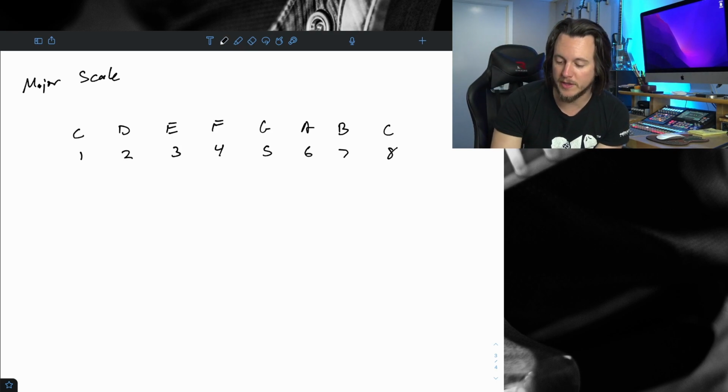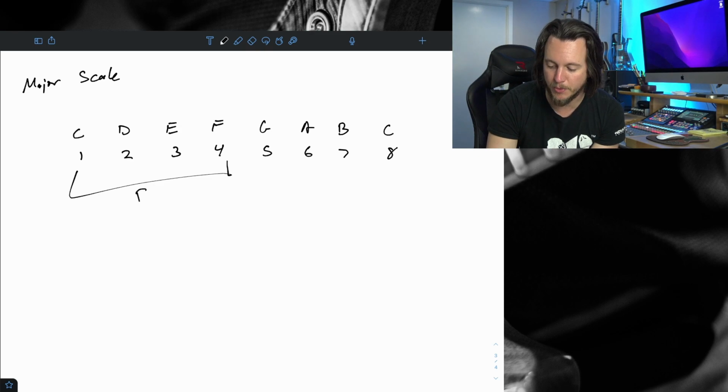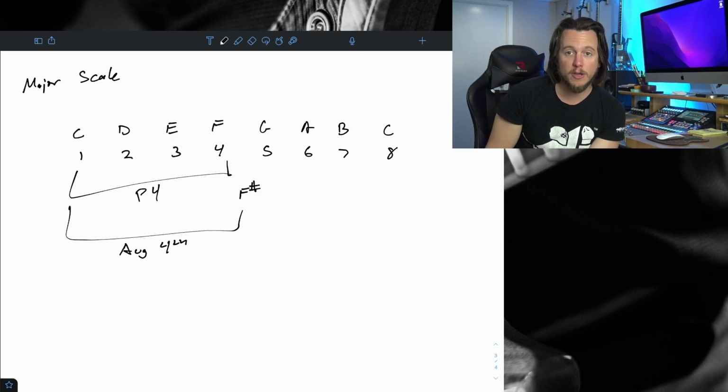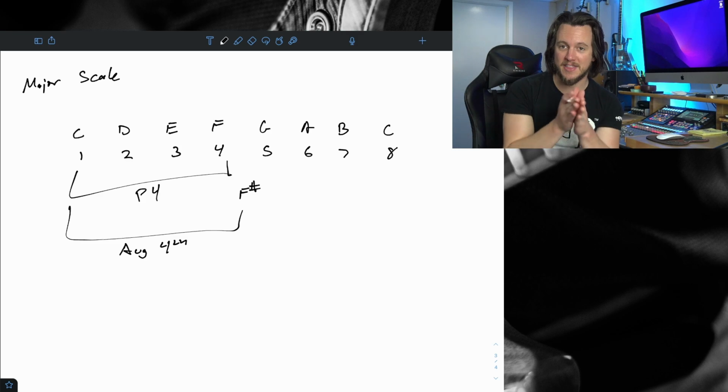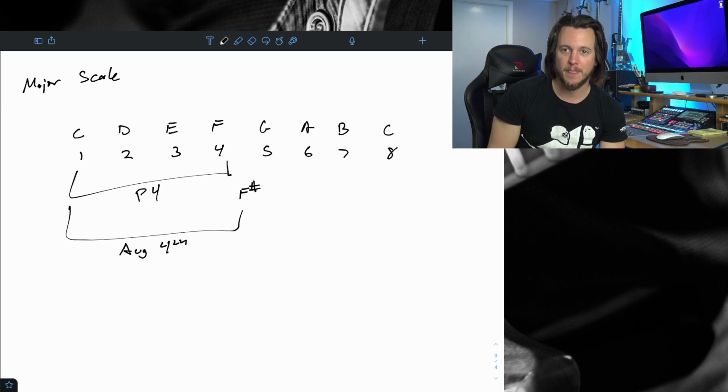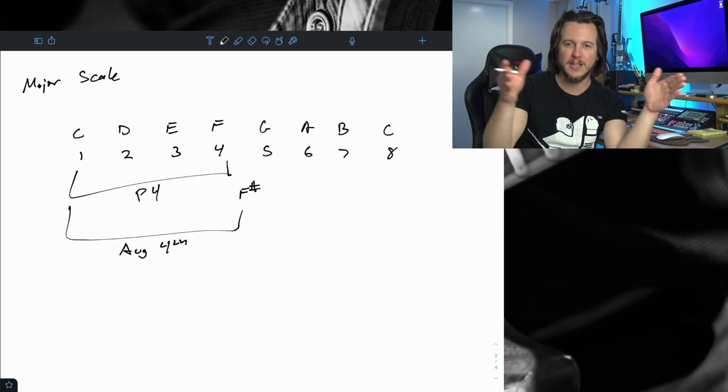Let's do another one. Let's do C to F. We said that's a perfect fourth, but what about C to F sharp? So F sharp is going to be up a half step from F. We call that an augmented fourth. To augment means to make bigger. So we are augmenting the fourth in that sense. We made the perfect fourth interval a bit bigger.